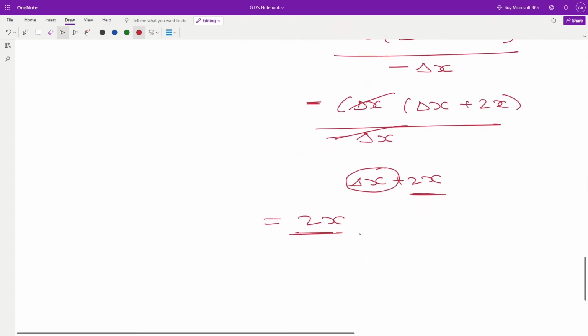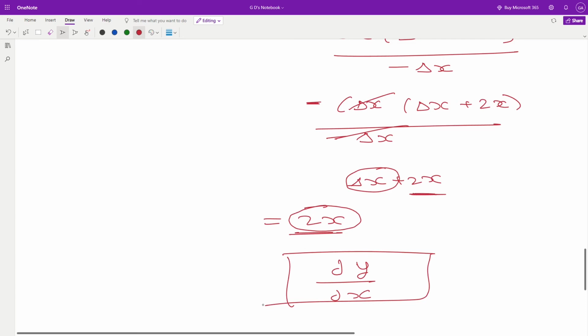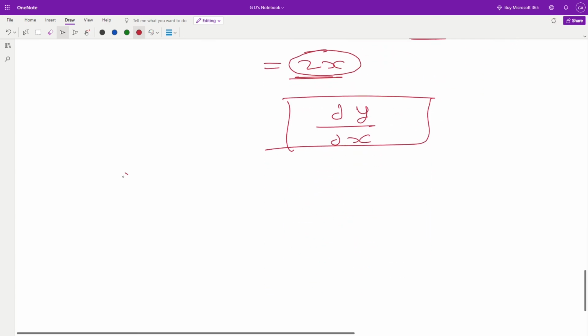According to our differentiation, at any point of the curve, if you want to find the slope, it is 2x. This is what differentiation is: dou y by dou x. This is how you identify the slope of a curve. So what is the main use of differentiation? What is the main use of derivative?